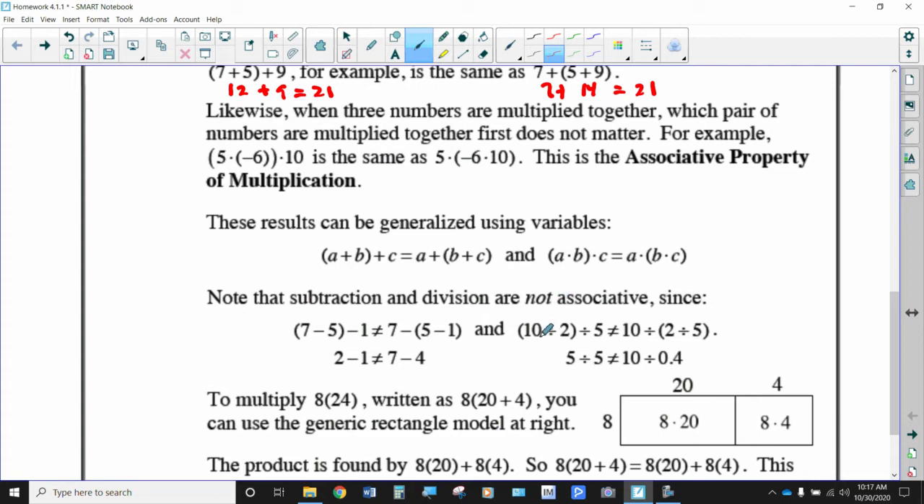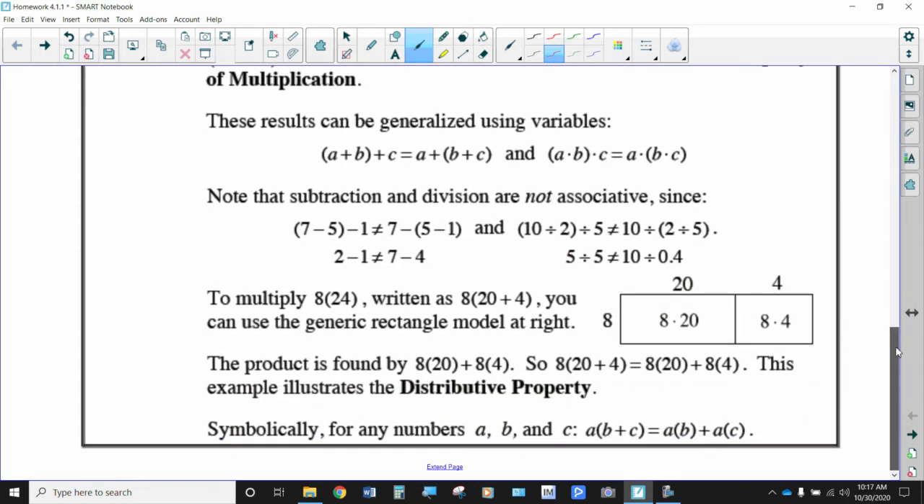If you change that to multiplying times the reciprocal, then you'd be able to group them any way you want. But just leaving it as a division problem is not going to work. And then the last property is distributive property.